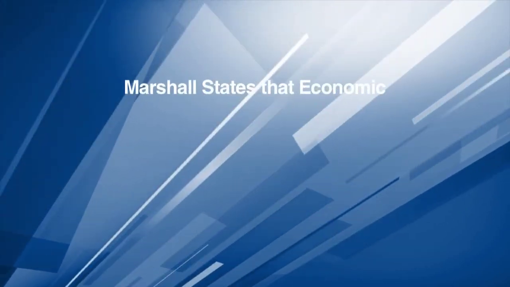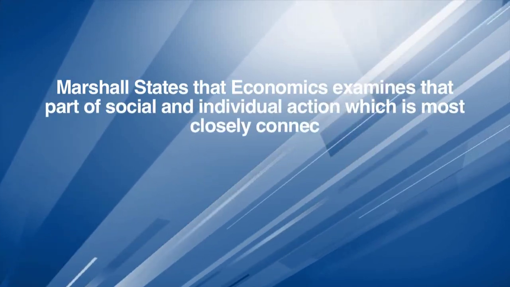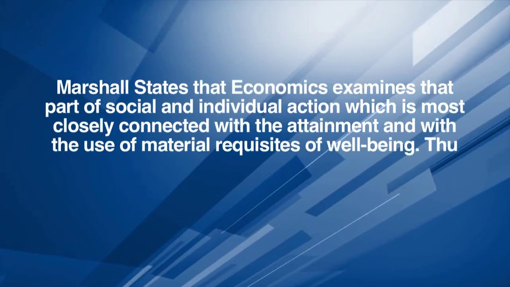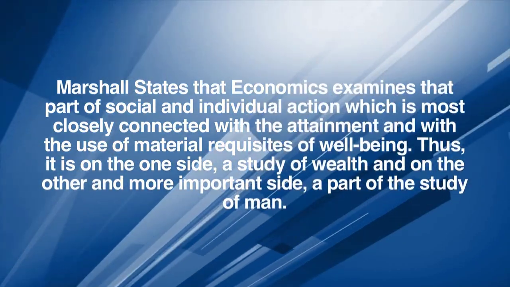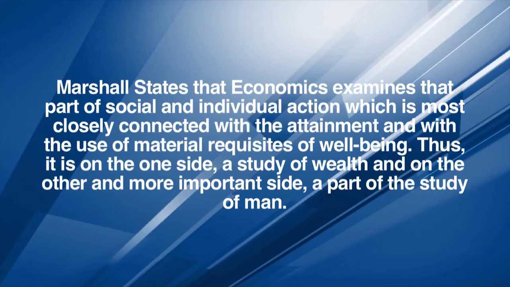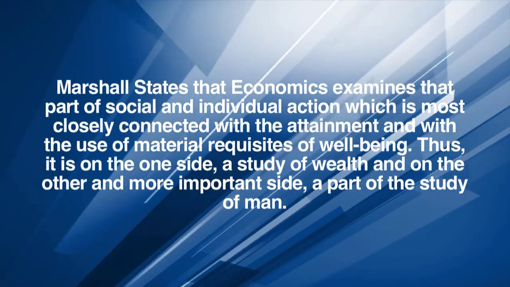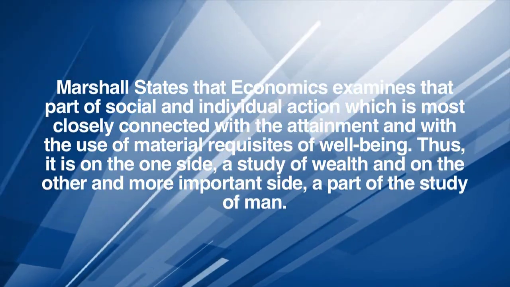Principles of Economics, which was published in 1890, defined economics as: economics examines that part of social and individual action which is most closely connected with the attainment and with the use of material requisites of well-being. Thus, it is on the one side a study of wealth, and on the other and more important side, a part of the study of man. That means in Alfred Marshall's definition, he includes both wealth as well as the study of man. So as a result, Alfred Marshall's definition was considered to be comparatively superior to the definition given by Adam Smith.